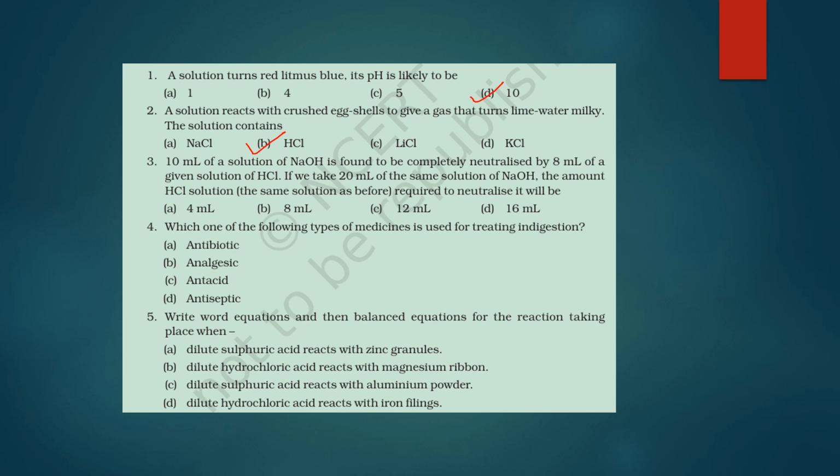Next is, 10 ml of a solution of NaOH is found to be completely neutralized by 8 ml of a given solution of HCl. Okay. If we take 20 ml of the same solution of NaOH, the amount of HCl required to neutralize it, तो आप उसी रेशियो में इसको इंक्रीज करोगे. ठीक है, NaOH आपने डबल कर दिया. ठीक है, तो अब आप इसको HCl को भी डबल कर दो. सो 8 ml का डबल क्या होगा? It will be 16 ml. D option is correct.